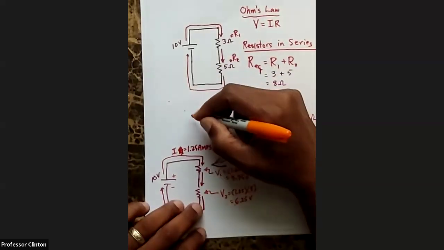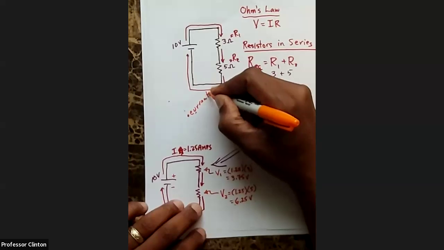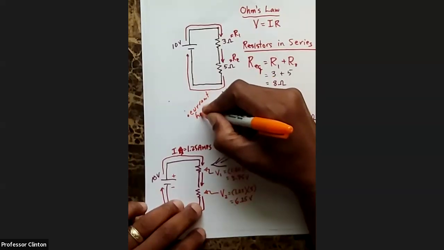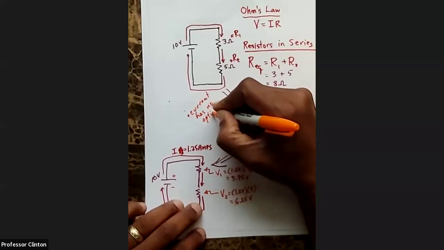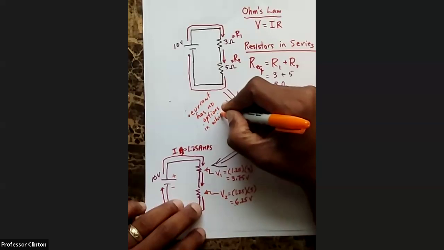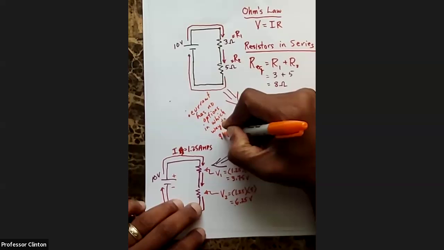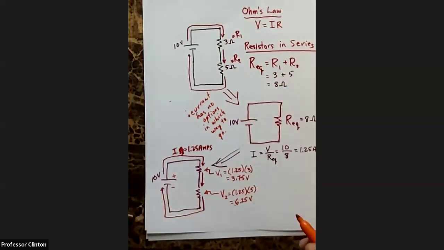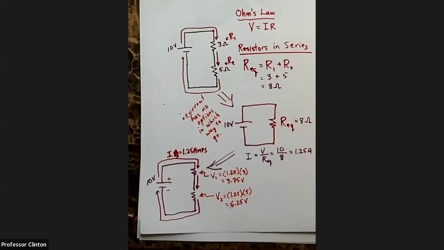So one way to think about this is that the current has no options in which way to go. Right? So now we look at a circuit that is in parallel.